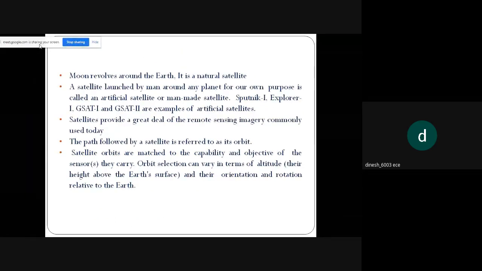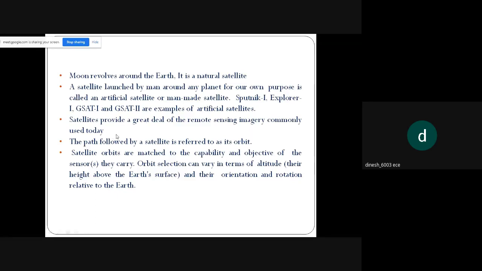Here are the examples. The Moon revolves around the Earth, which is a natural satellite. A satellite launched by man around any planet for our purpose is called an artificial satellite or a man-made satellite. Examples are Sputnik, Explorer, GSAT-1, GSAT-2, INSAT-1, INSAT-2, INSAT-2A, INSAT-2F, and INSAT-2R. These satellites provide a great deal of remote sensing imagery commonly used today.